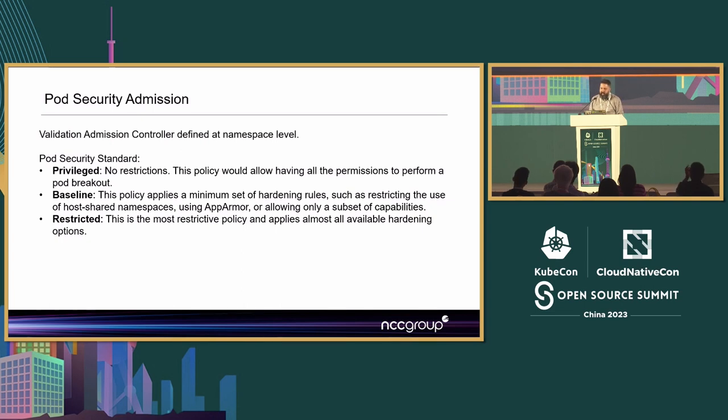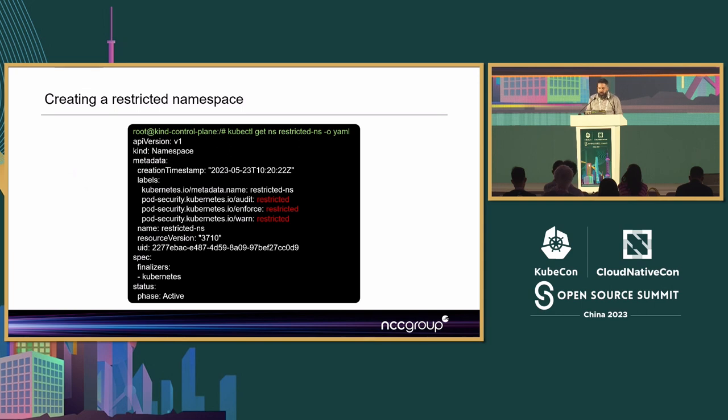And as the names indicate, the most restrictive is the restricted standard. And it requires many security parameters. And as a validation admission controller, we must comply with every single one of its directives if we want our workload to be deployed. As you already know, pod security admissions apply only to namespaces, so let's create the most restrictive namespace ever called restricted namespace, restricted NS. And here you have the definition.